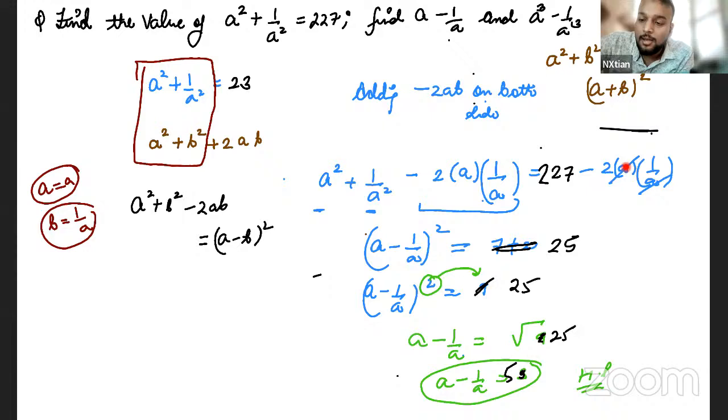Minus 2ab is given. So it will become 225, and 225 will become root of 225, and if you find the root of 225 it is 15. a minus 1 upon a is 15. Understood? No. How did you get 6? I didn't understand.